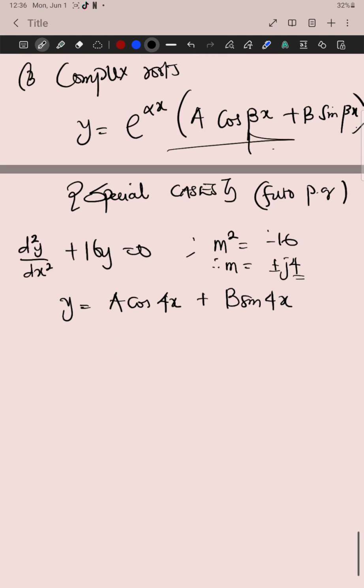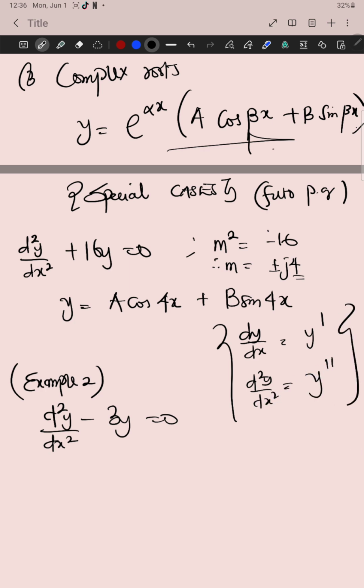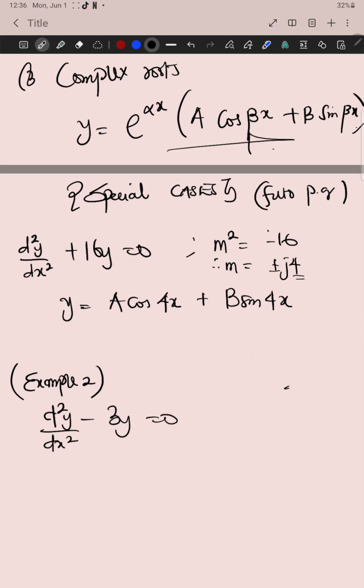Example 2. When you have d squared y over dx squared minus 3y is equal to 0. Now don't forget, dy over dx can be written as y prime, a differential. And d squared y over dx squared, don't be forgetful, can also be written as y double prime. Second order, first order.